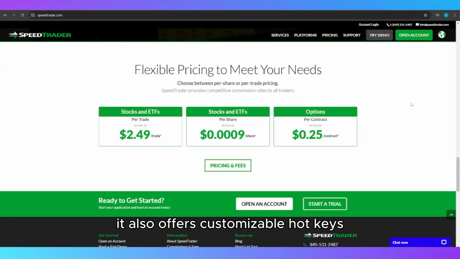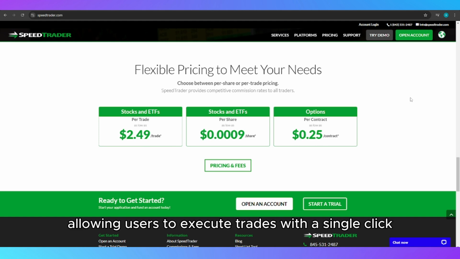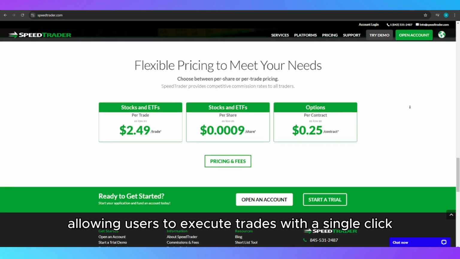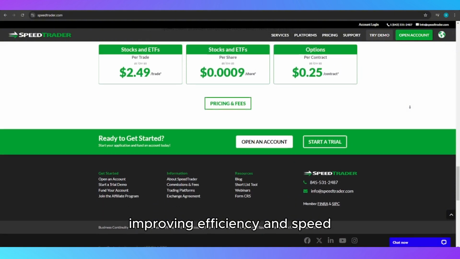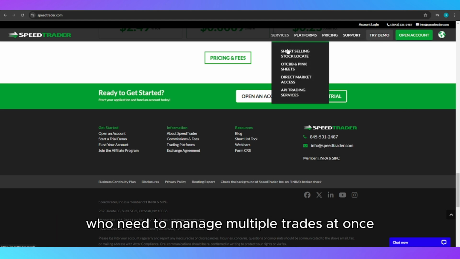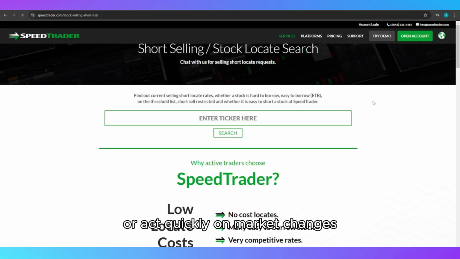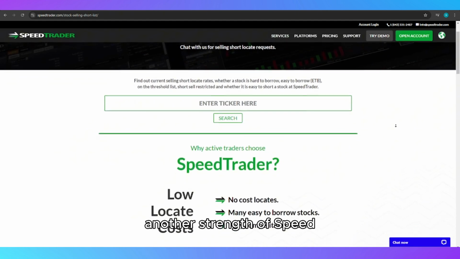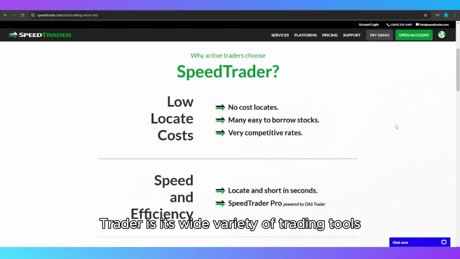It also offers customizable hotkeys, allowing users to execute trades with a single click, improving efficiency and speed. This feature is particularly useful for professional traders who need to manage multiple trades at once or act quickly on market changes. Another strength of SpeedTrader is its wide variety of trading tools and platforms.